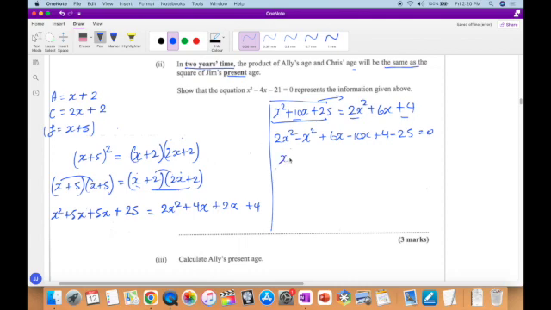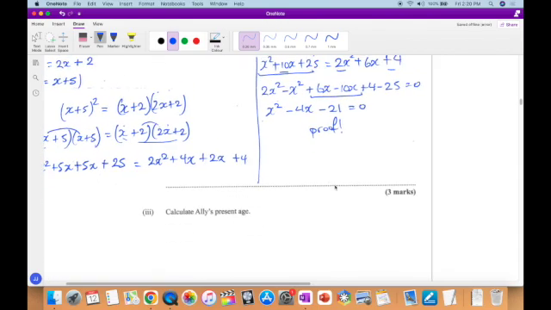So now we'll have X squared. This will be 6 minus 10 is minus 4X, and 4 minus 25 is minus 21 is equal to 0. And that is the proof. And of course, calculate Ali's present age.